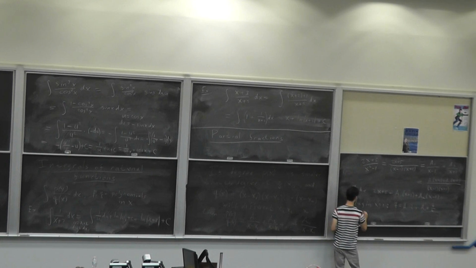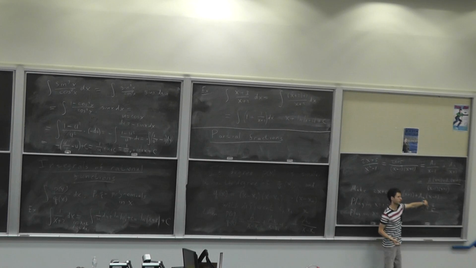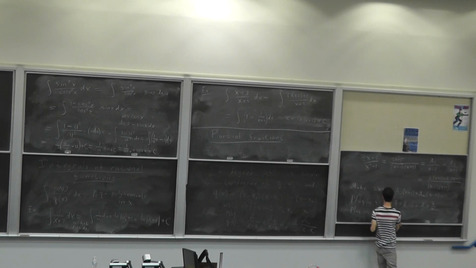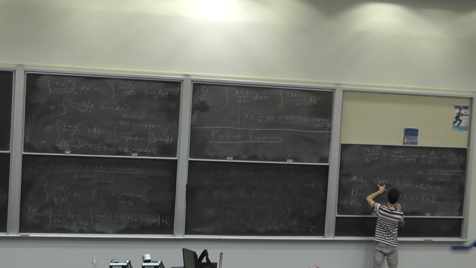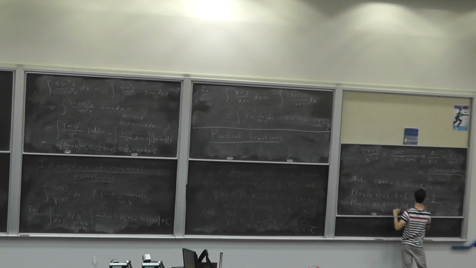Let's do a similar trick. Find A2. I want to try to get rid of this term. I'll plug in x equal to minus 1. This bracket will become 0, and what will be left is 2x minus 1 plus 5. 3 is A2 times negative 2. So A2 is minus 3 over 2.